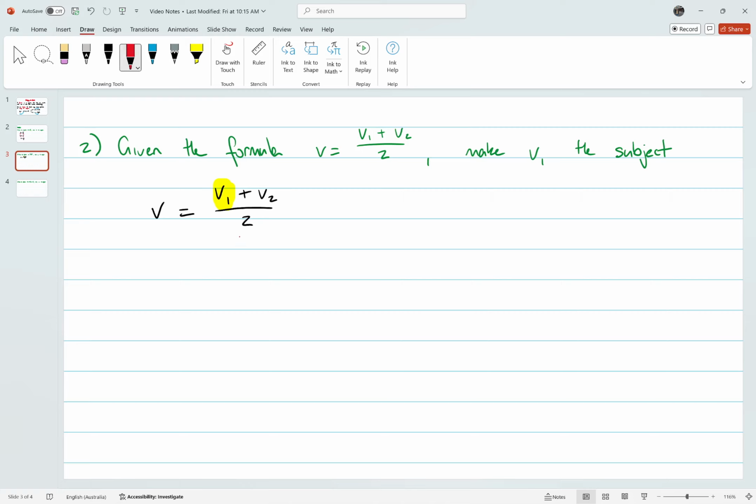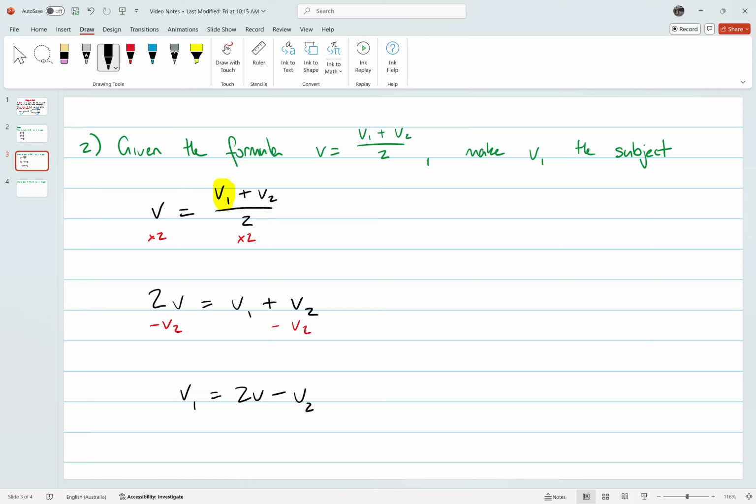The way that I'm going to get rid of that 2 is times that by 2, times that by 2. So this will give me 2V equals V1 plus V2. Now that I have that, I want V1 by itself. So I want to subtract V2 to the other side. And once I've done that, I can say that V1 equals 2V minus V2.